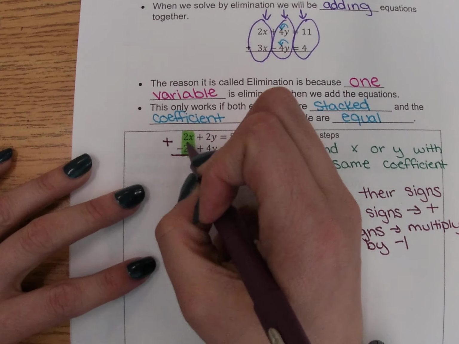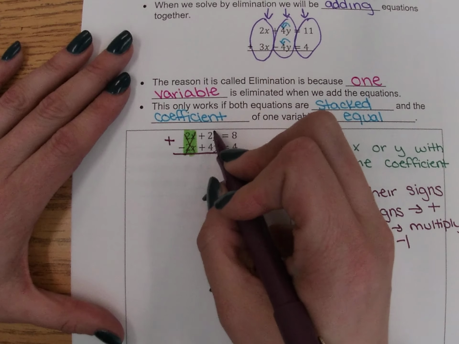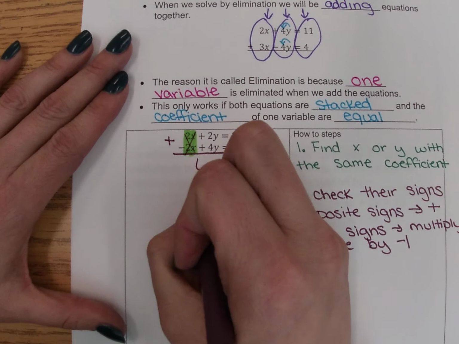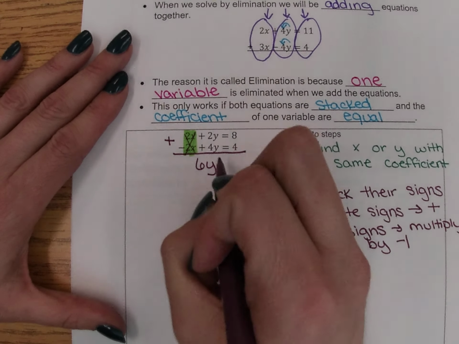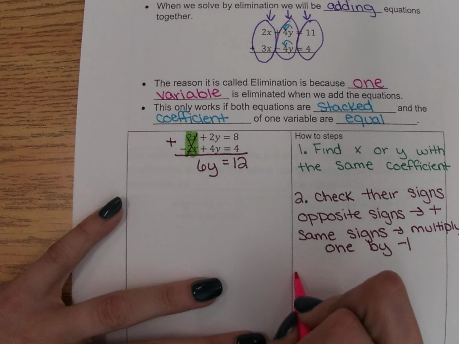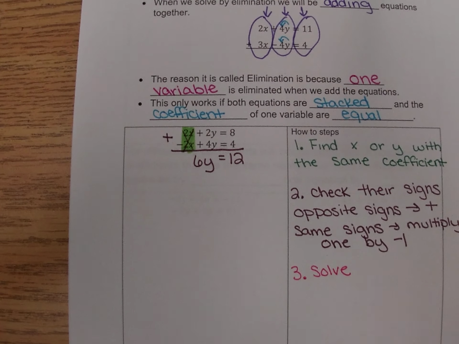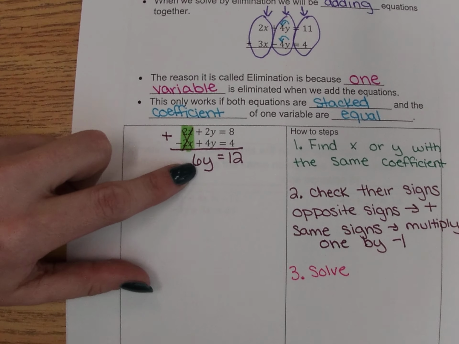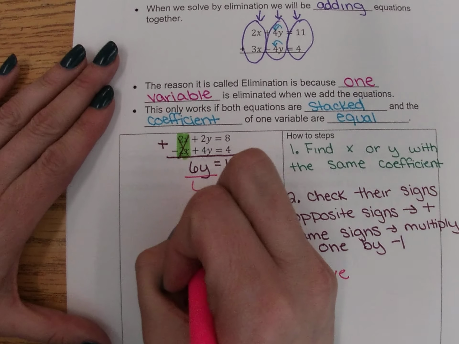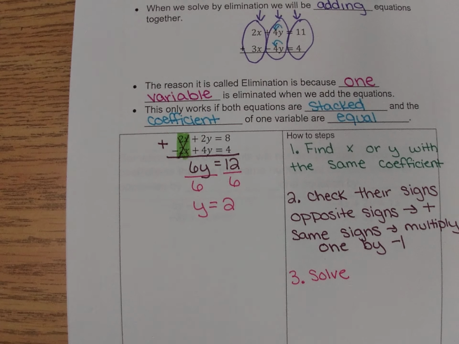So 2x plus a negative 2x ends up just canceling each other out. That becomes 0, so I'm not going to write that down. 2y plus 4y gives me a 6y, and 8 plus 4 gives me 12. So I'm now left with something that says 6y equals 12. Okay, once we've done that, this should then give us an equation that we are able to solve. So I'm going to take this equation, this 6y equals 12. This is just a one-step equation. I'm going to undo multiplication with division, and I will get y equals 2.